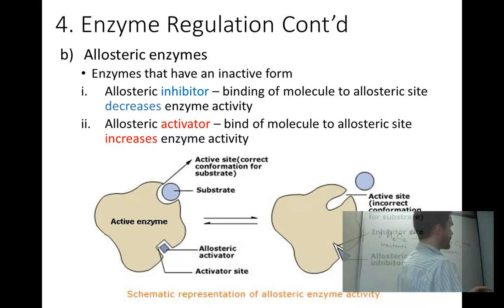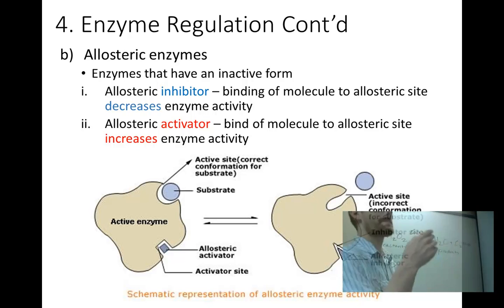So there are two types. This is the allosteric activator. When it binds to the allosteric site, it enables the enzyme to bind to the substrate. And this one's an allosteric inhibitor. When it binds, it inhibits the ability to bind to the substrate. So this is the same enzyme, but these molecules are different. Because when this one binds, it changes the shape so it can bind to the substrate. When this one binds, it can't bind to the substrate. That make sense?